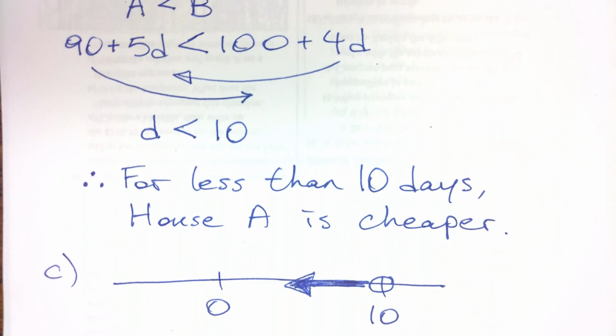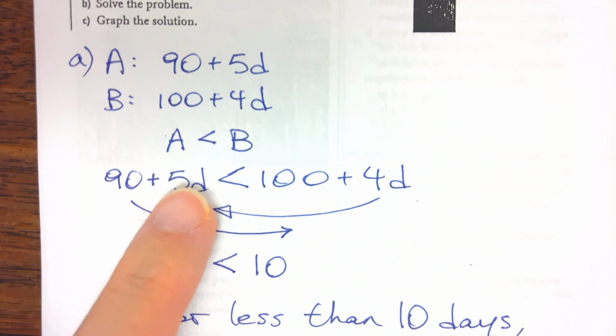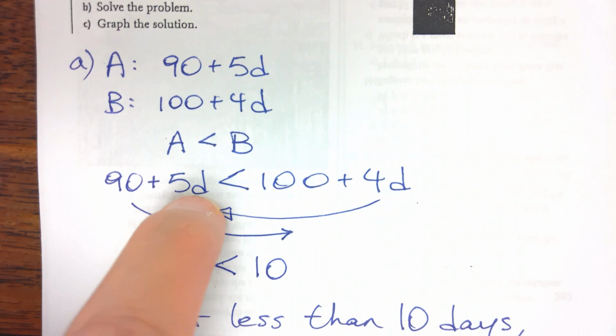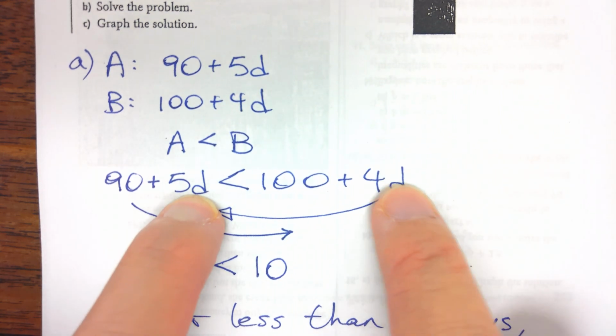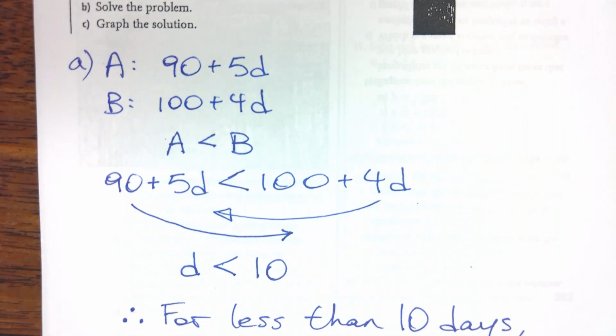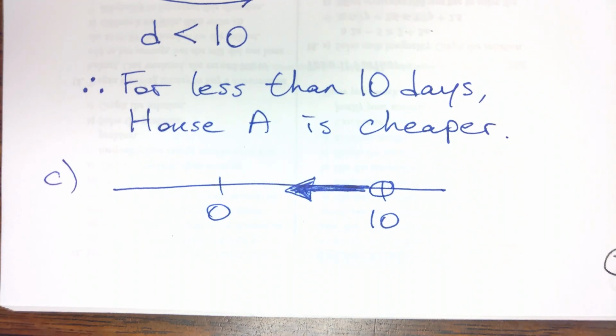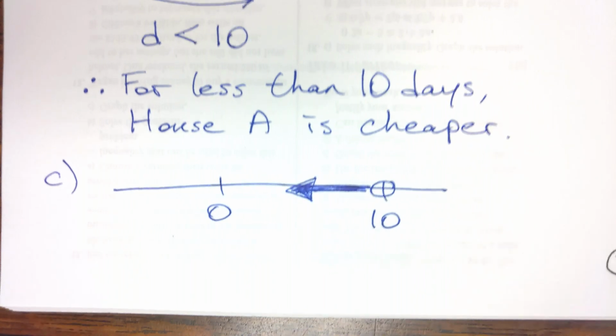Okay, what's a number less than 10? Any number? 6. Okay, so plug it in here. Even better, 0, because it's easier. So if you put in 0 in here and 0 in here, 90 is less than 100. So I know I did it correctly. Why do math hard when you can choose the easy way?